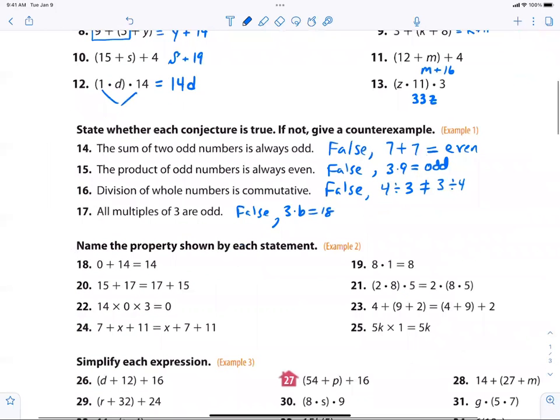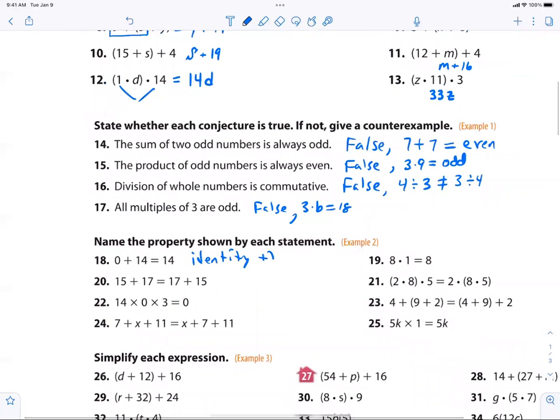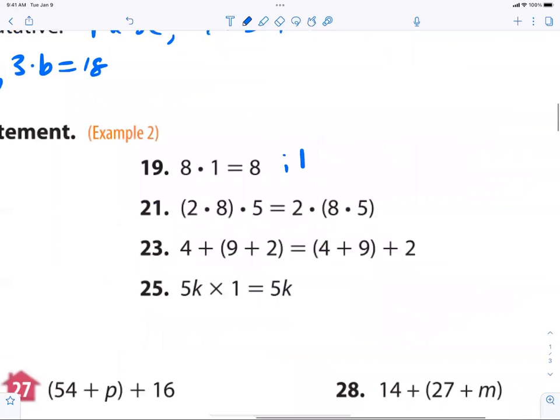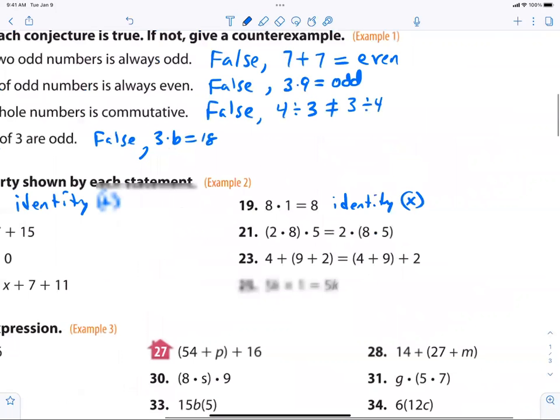All right. So I got 2 more. Tell me about 18. What property is that? That's correct. Everybody just write identity. And then you just put a plus sign. All right. And number 19. Identity. Yes, ma'am. And what do we got for that? Multiplication. Identity, yes.